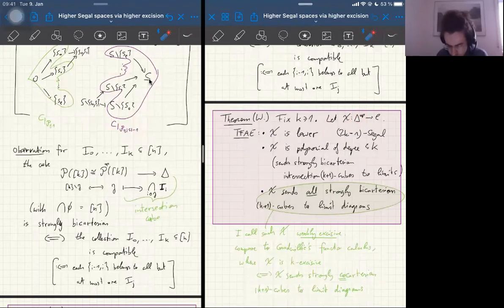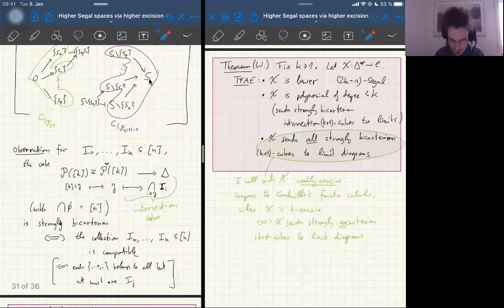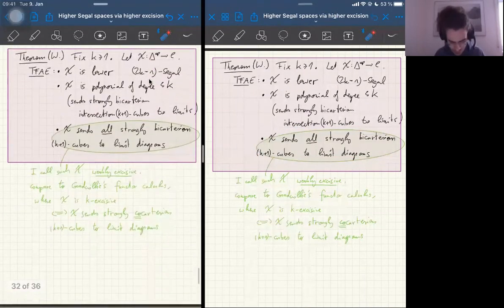And for those who know about Goodwillie calculus, you can compare this to the notion in Goodwillie calculus, where you would not require bicartesian here, but only co-Cartesian. But this is kind of similar to this, which is why I would call this condition weakly excisive. But this is not so important, so you can just think about this condition as written.